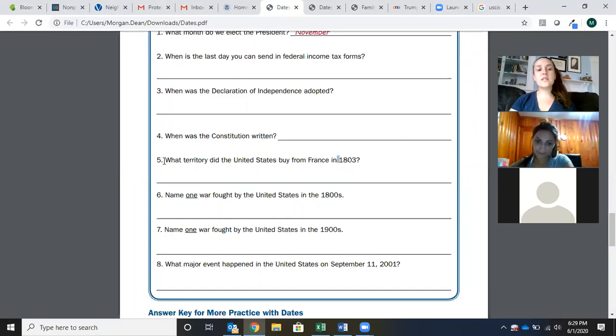So what territory did the United States buy from France in 1803? Louisiana Territory. Good, the Louisiana Territory. Okay. Name one war fought by the United States in the 1800s.